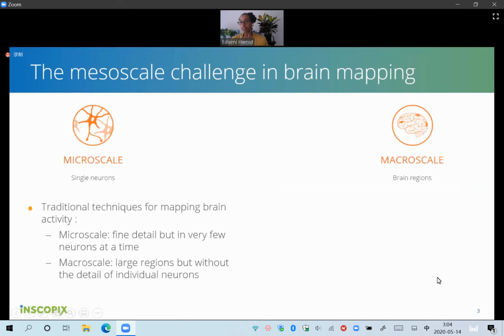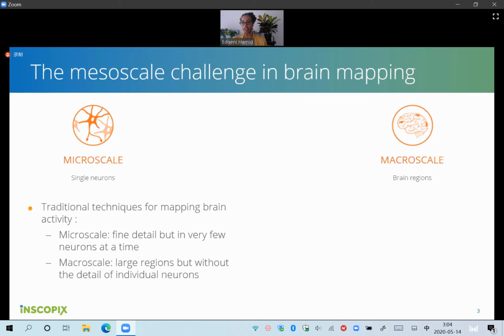Before we go into the nitty-gritty of optimization, I wanted to ensure we're all on the same page. We have here people from a range of expertise in neuroscience. So traditionally, neuroscience has been studied at the microscale, where you are able to see fine details such as dendritic spines and presynaptic terminals, but in very few neurons at a time. Or at the macro scale, using techniques like fMRI and PET scans, where large regions of the brain can be observed, but without the fine details of individual neurons.